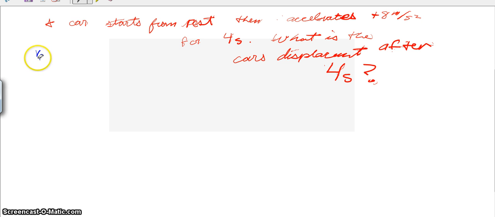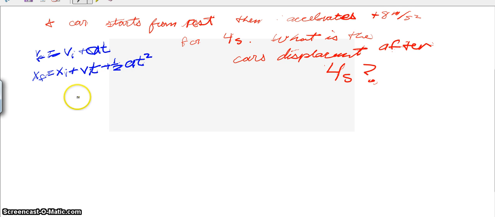The first one, final velocity equals initial velocity plus acceleration, sorry, this pen's weird to write with, times time. Okay, the second one, final position equals initial position plus initial velocity times time plus 1/2 acceleration times time squared. That's the skull one.